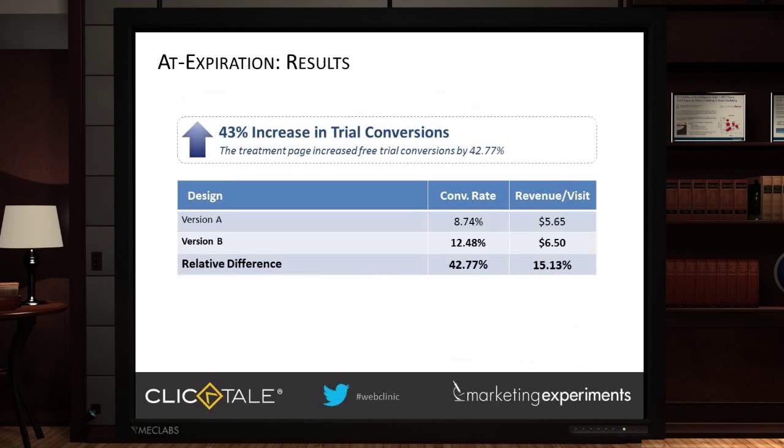This is a 43% increase in trial conversions. So the improvement, taking the value and emphasizing it this time at the middle stage, produced a 42% increase, or a 42.77, which can be rounded to 43. Clearly that's an improvement.